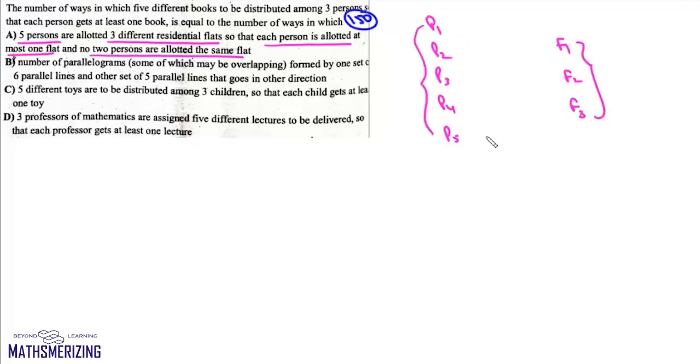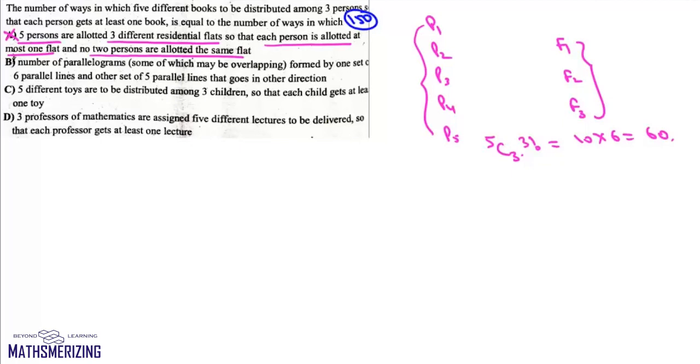So out of these 5, we have to select any 3, which can be done in 5C3 ways. Now these 3 people and these 3 flats can be arranged in factorial 3 ways. So it'll be 5C3, which is 10, and factorial 3 is 6. So it'll be 60 ways, which is not equal to 150. So this option A is incorrect.